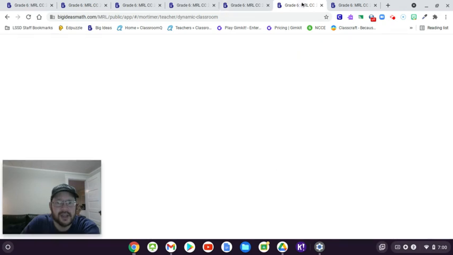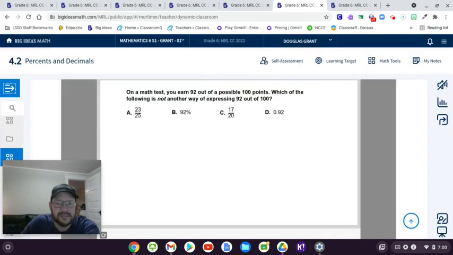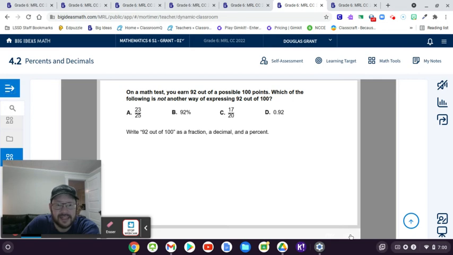And then we have a couple of word problems, I think. So if you had 92 out of 100 points, which of the following here is not an expression of 92%? So take a look at these 4 and decide which one is not 92%. You might have to convert some of these into out of 100. All right, let's walk through it.